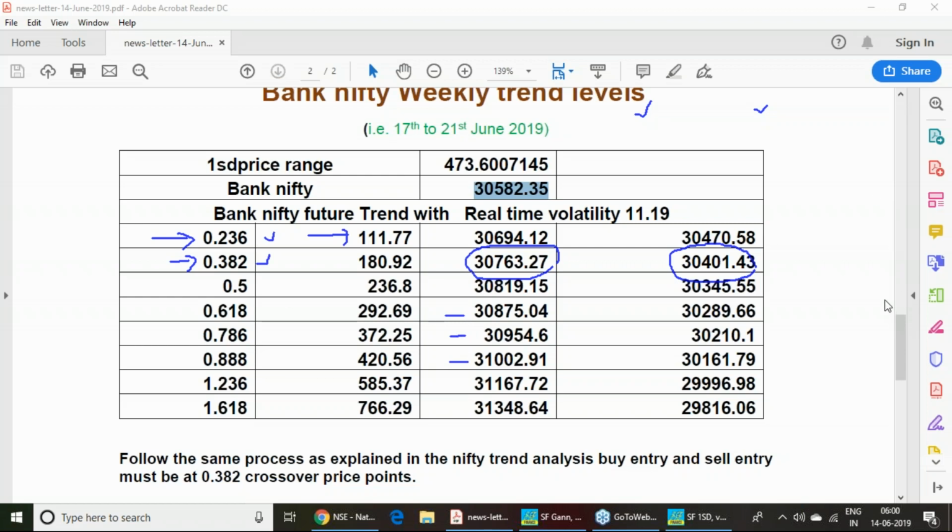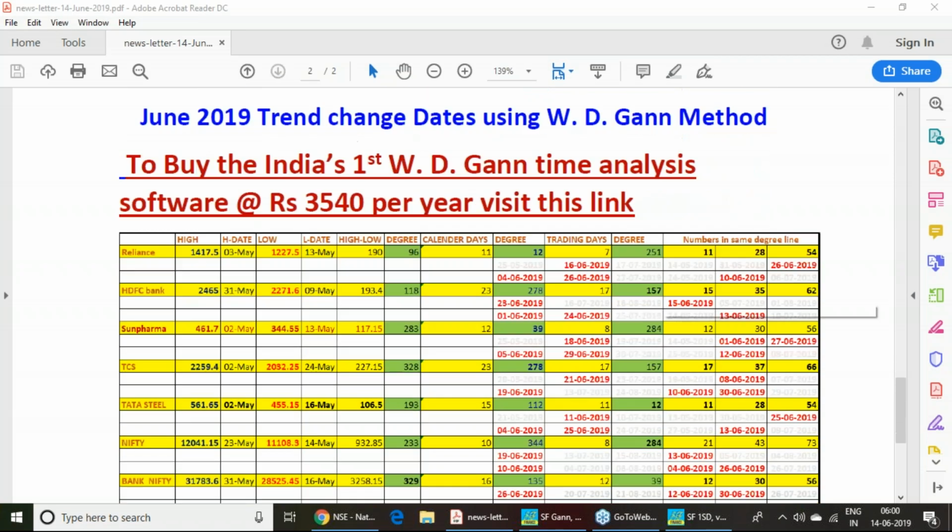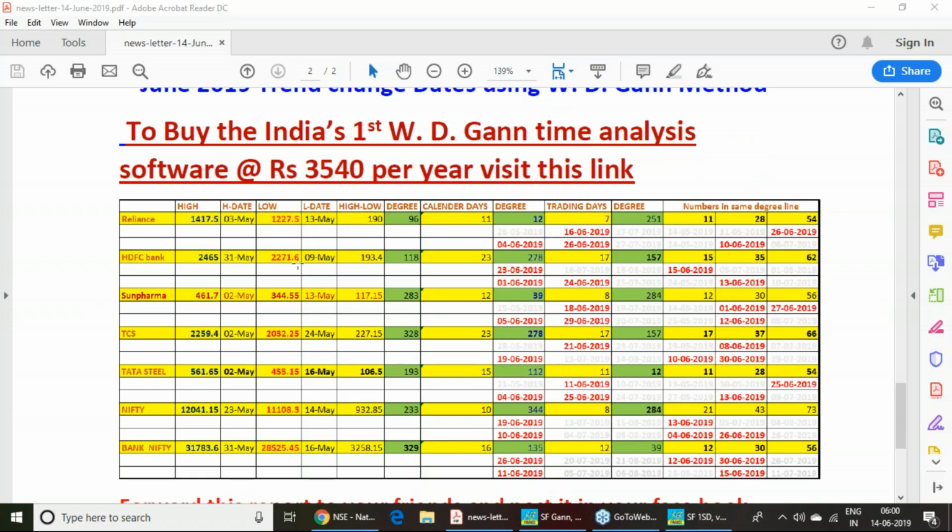So this is the first part of this report. The second part of the report is very, very interesting. Here we are giving a trend reversal date for the 7 counters: Reliance, HDFC, Sun Pharma, TCS, Tata Steel, Nifty and Bank Nifty. As per the Gann method, WD Gann method, we are telling these are the days the stock will experience trend reversal in that month.